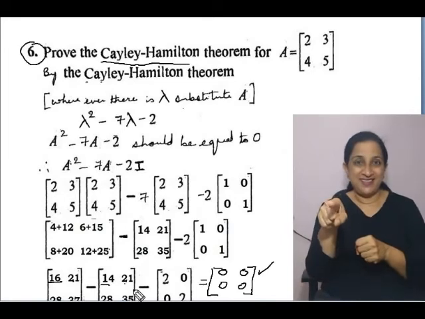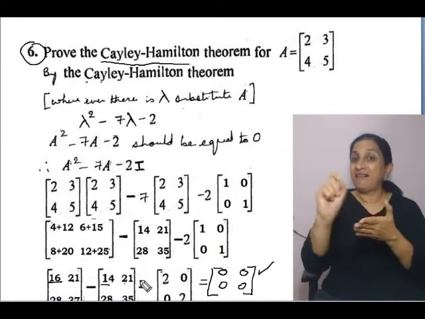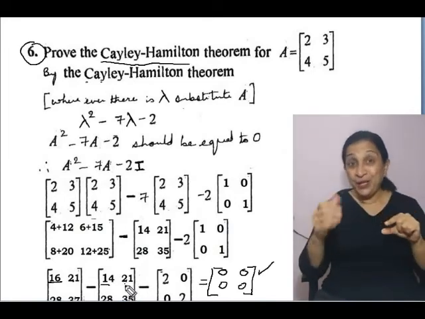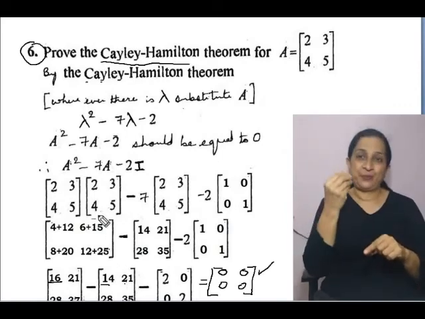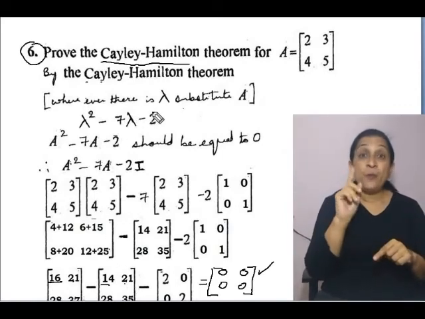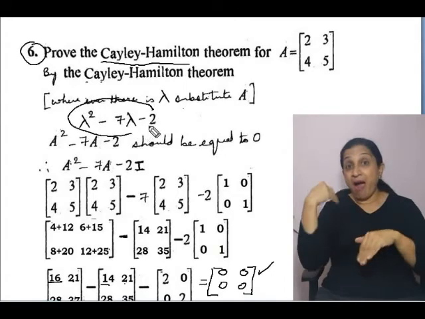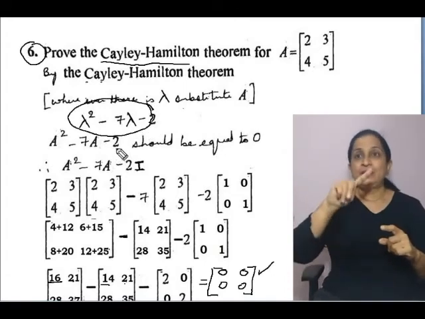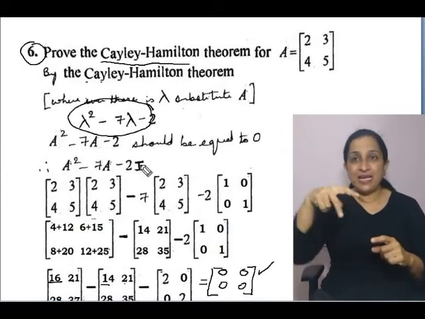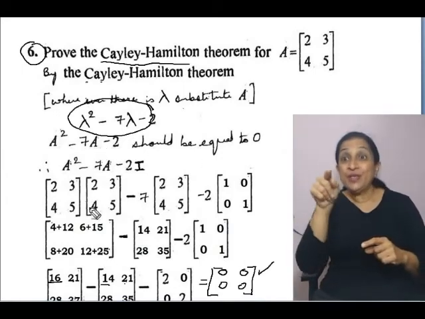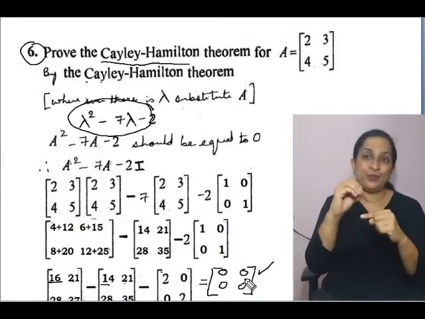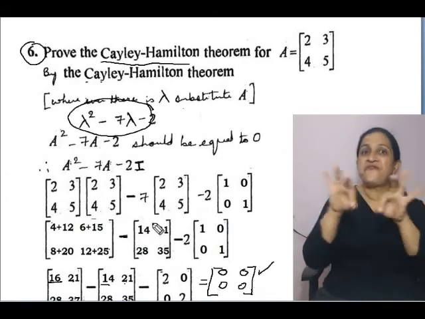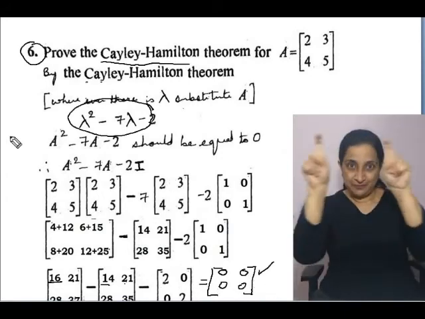You are going to easily score 5 marks. The steps are, first you arrive at this equation, lambda squared minus 7 lambda minus 2 in this particular case, and then you have to put those values and prove that it equals the zero matrix, that's all. You will get 5 marks.